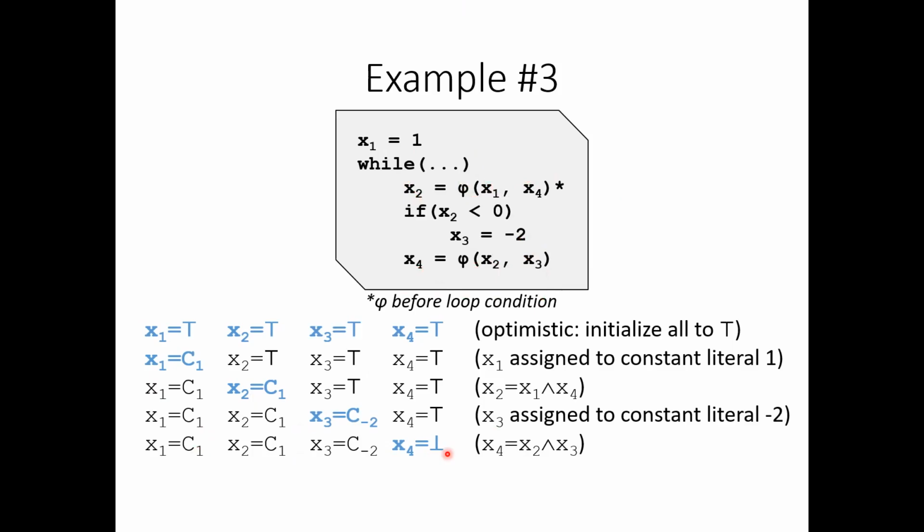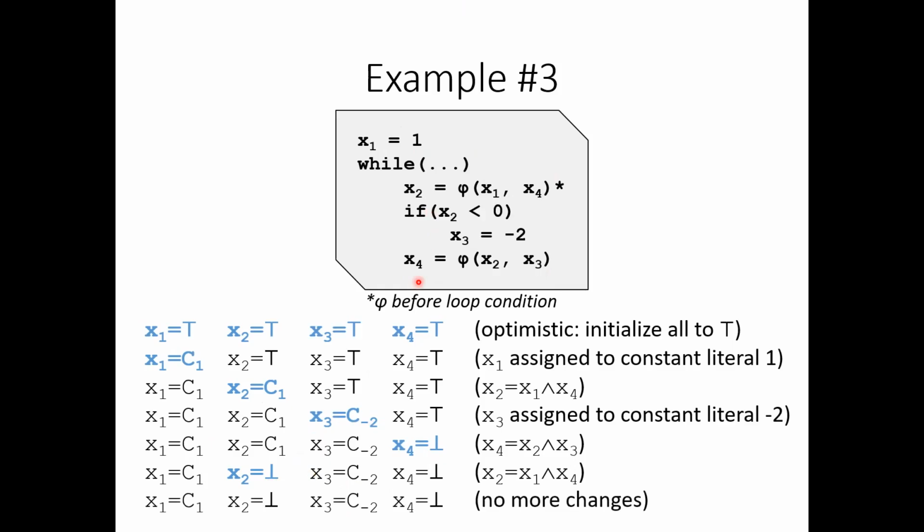At the bottom, right? So here, x2 becomes bottom. And then I iterate, and then there are no more changes. So as you can see, even though intuitively, when we look at this code, we know that x2 and x4 are always going to be 1 because I'm never going to come into this if statement, I was not able to detect this even by being optimistic.